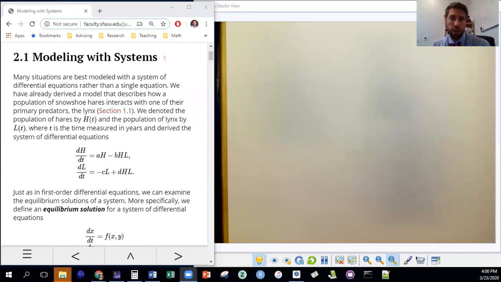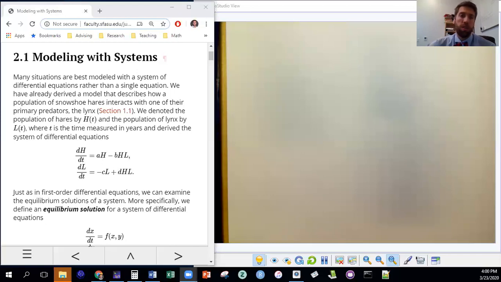This is Differential Equations, section 2.1, Modeling with Systems. So this section is pretty important because the world is full of things that are connected. The book starts with an example of predator-prey, and then it ends with a really fun thing about infected people, modeling an epidemic. Because the world is full of interconnected numbers, we need to be able to model things that are systems of equations, not just one equation.